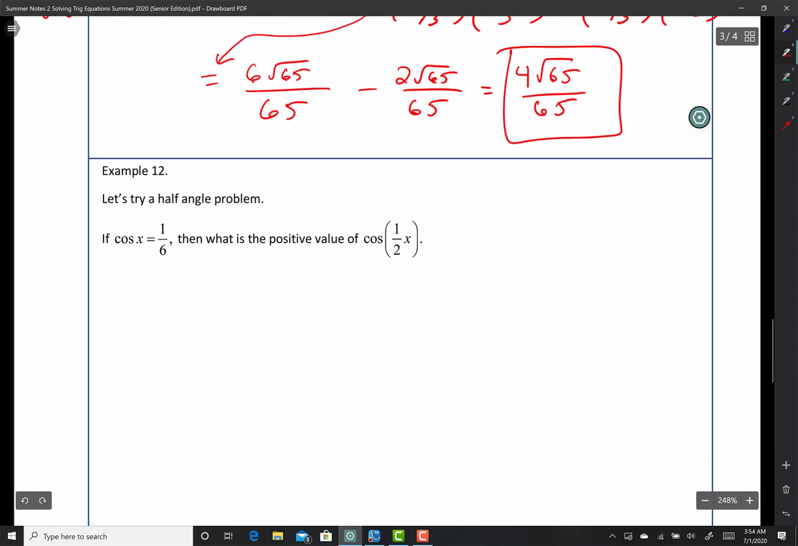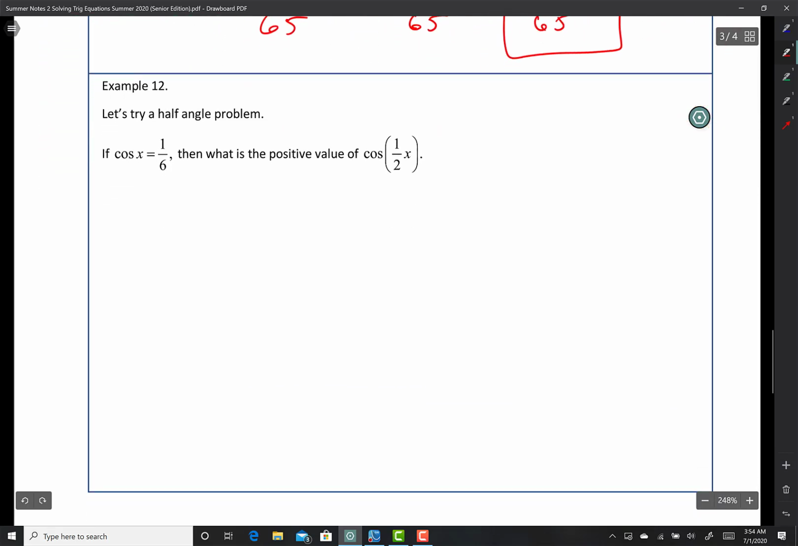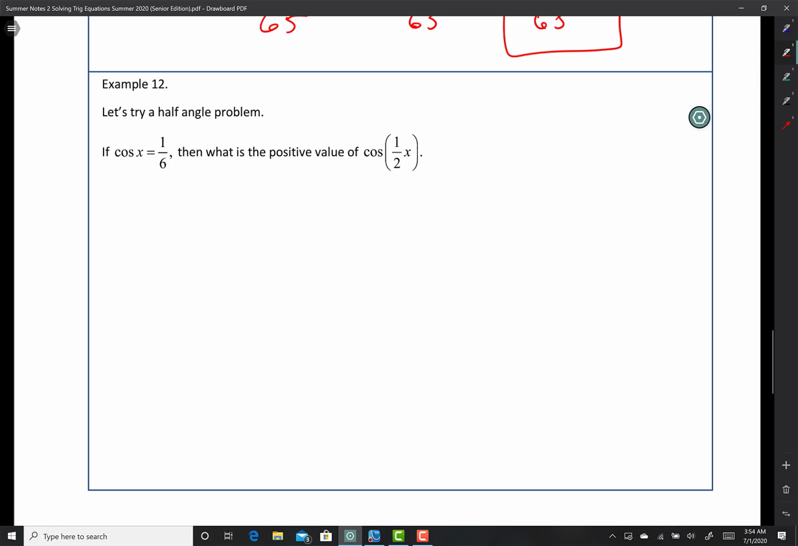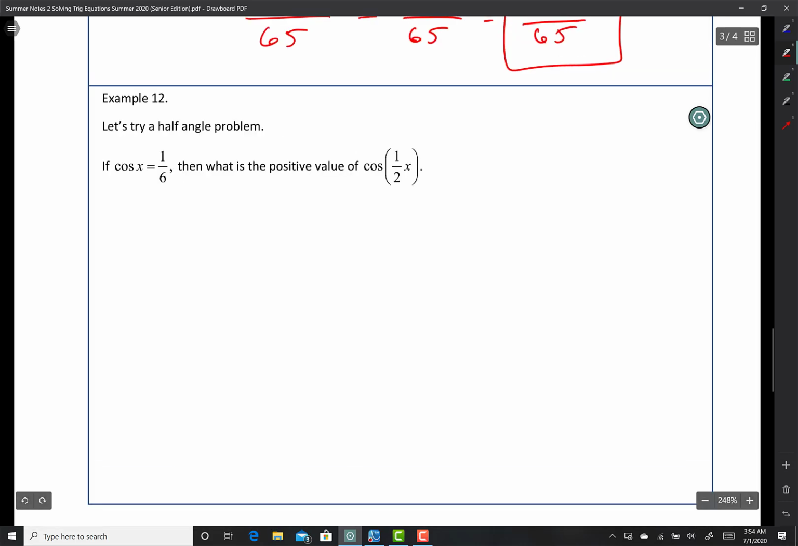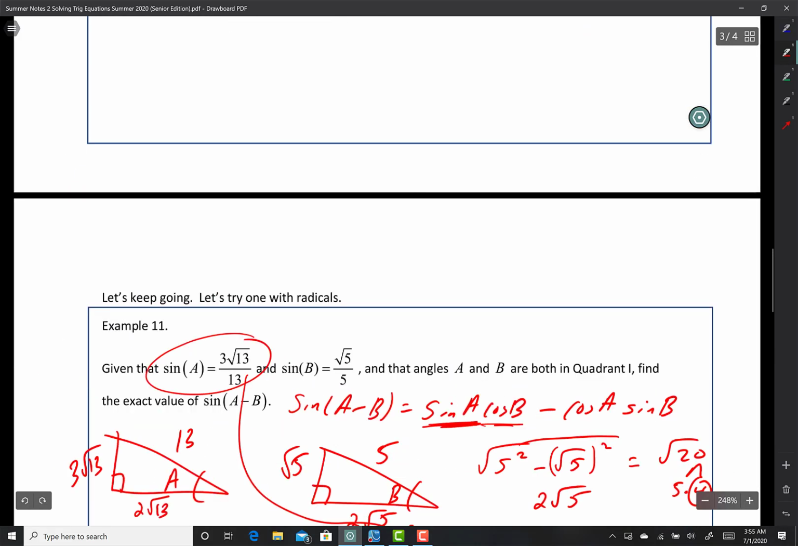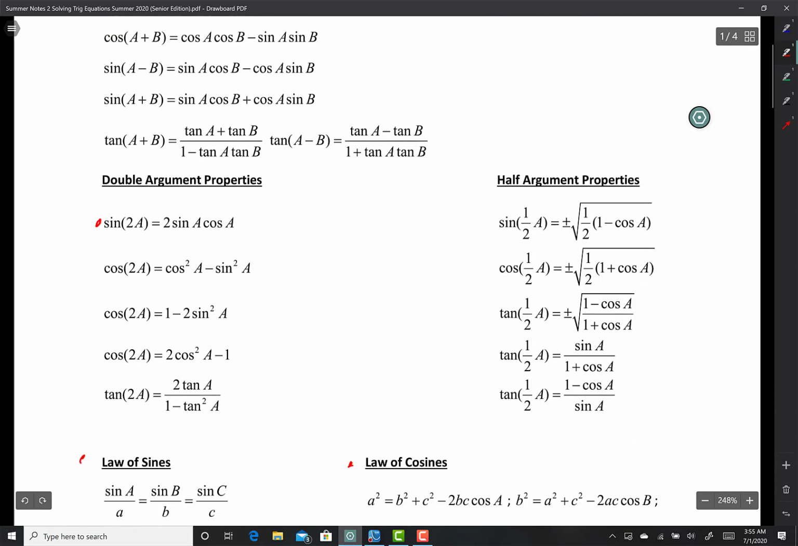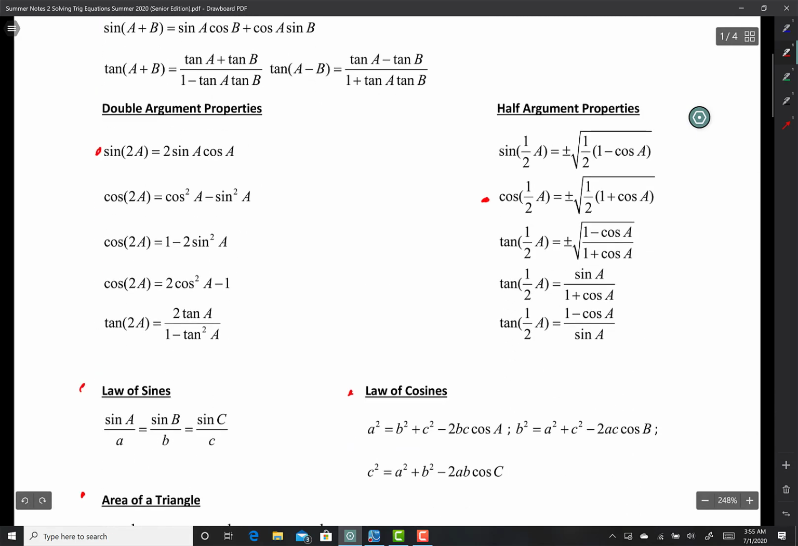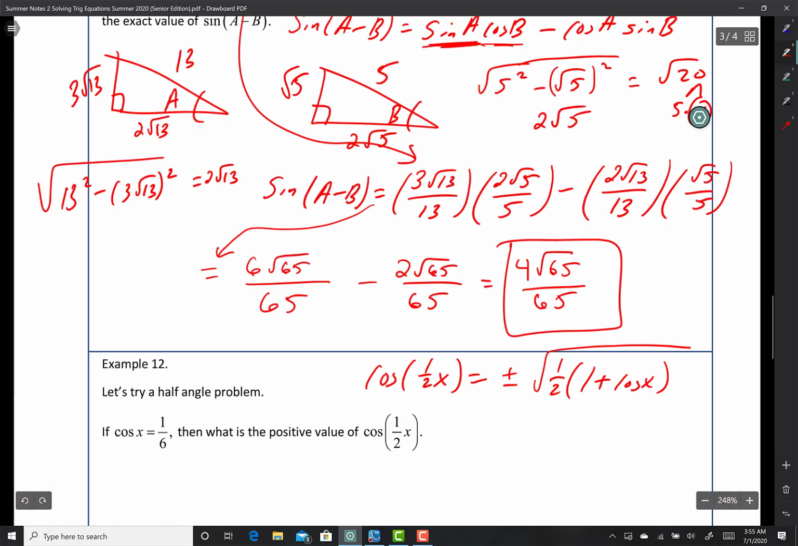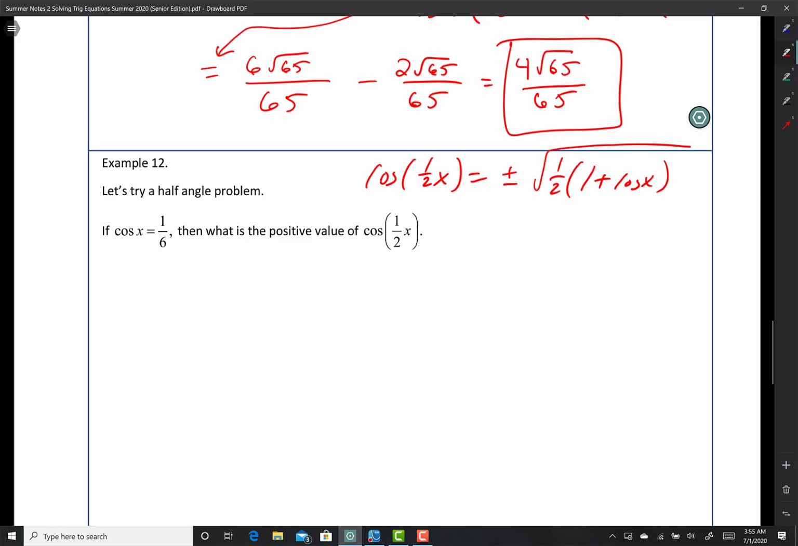Okay, let's keep going. It says cosine x is 1/6, and what is the positive value of half x, or cosine half x? So this is a half angle problem. Without looking back at it, I want to say, now I'm wrong all the time, of course, but I want to say that my half angle formula for the cosine is a positive, so cosine x. Now, if you don't remember that, you can just scroll up, and it is right here. So remember the plus minus, it needs to have a plus minus, but in this case, they're already telling me positive value. Where would it be negative?